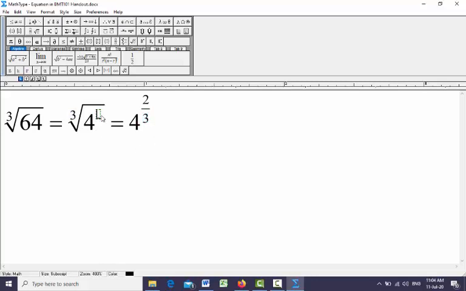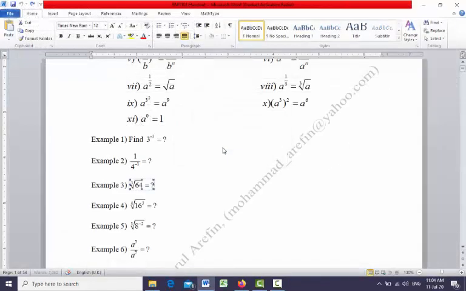Here we do not have power 2, we have power 3. So we will have 4 to the power 3 by 3. So 3 and 3 cancel out. We have only 4. So that's the answer of this question. Right.